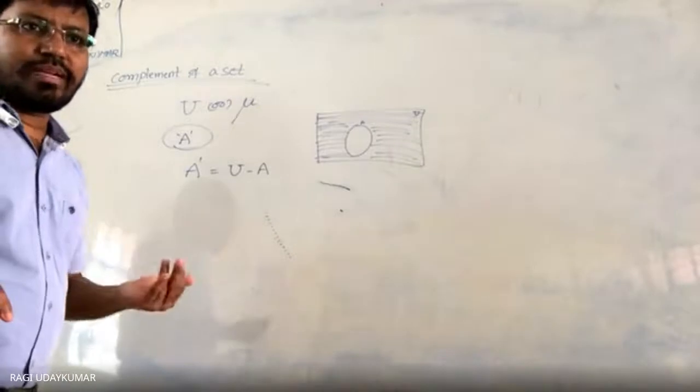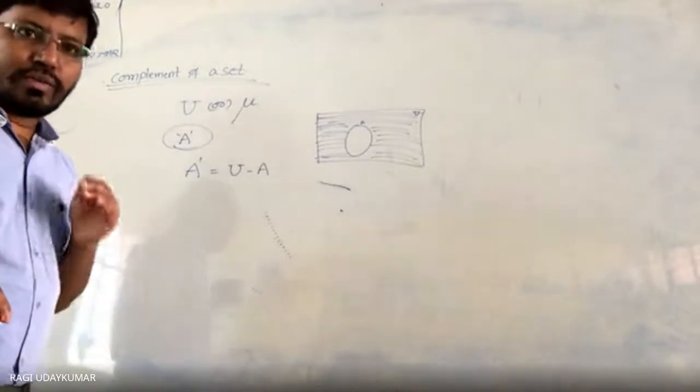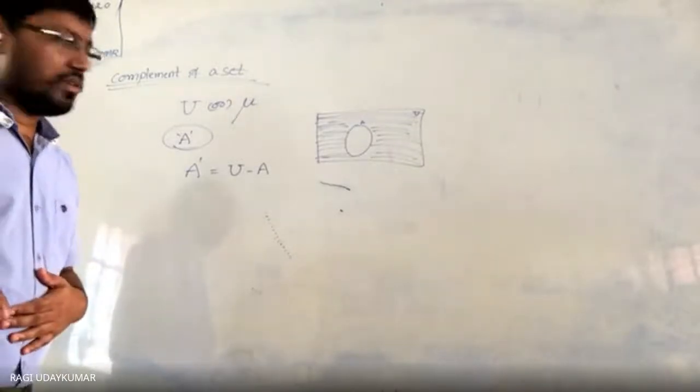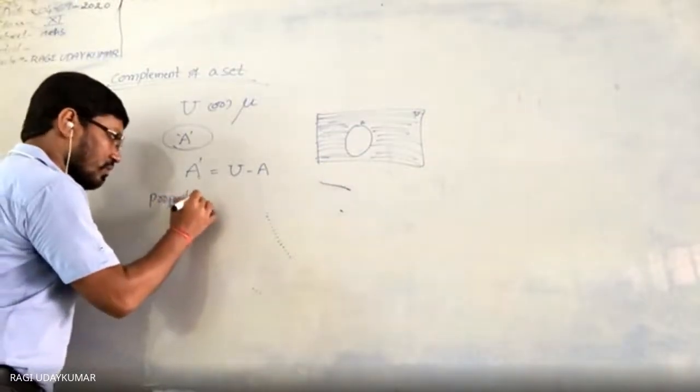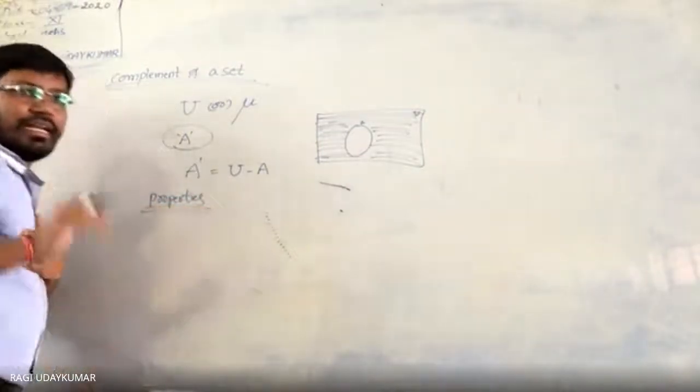So based on the complement of a set, you are going to have some properties. So what are the main properties you are having? Complement laws, De Morgan's laws, the double complement law, and laws of the empty set and universal set. So 4 different laws will be there. The first one is the complement law.